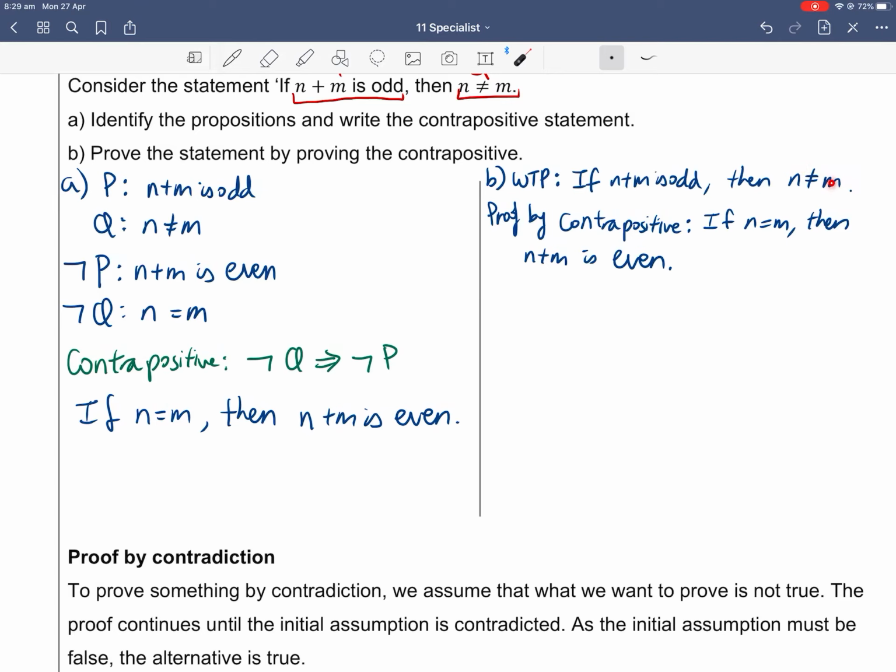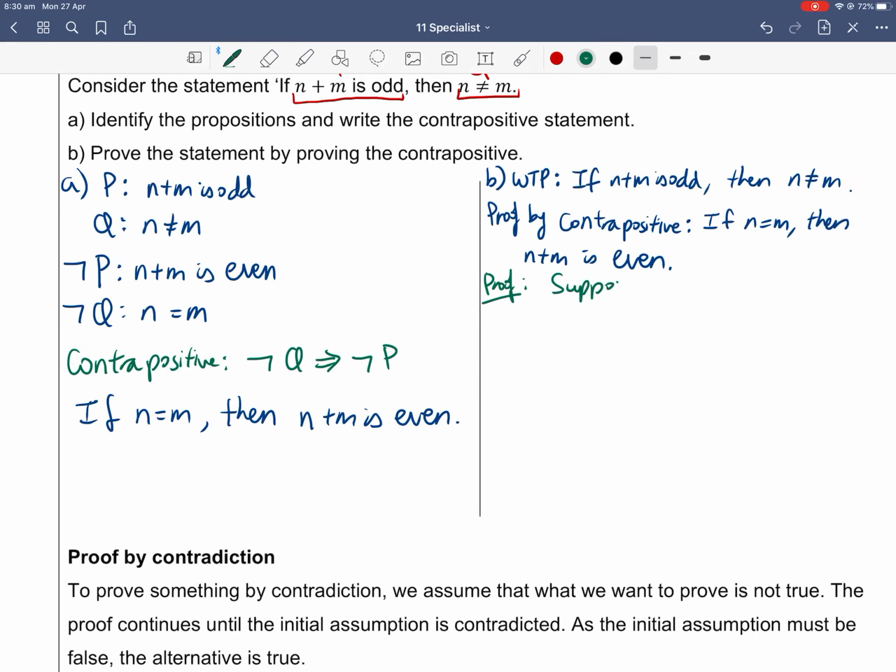Our goal originally is to show if n plus m is odd, then n does not equal m. We're going to prove this statement is true by using the contrapositive. If we can show that if n equals m, then n plus m is even, then because proving the contrapositive is the same as proving the original one, we've done the work. So we start our proof by indicating that it is a proof.